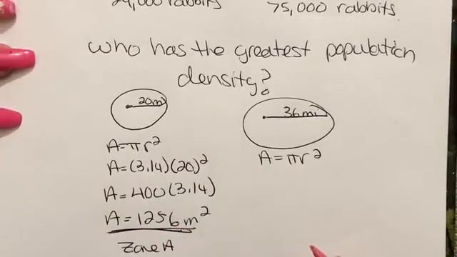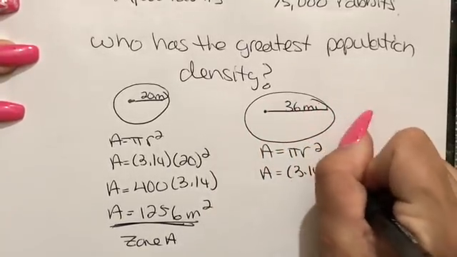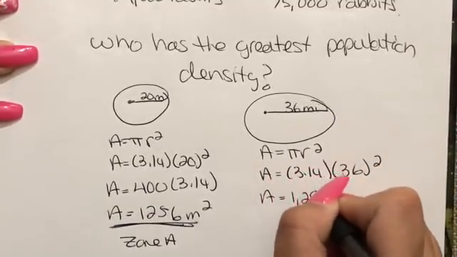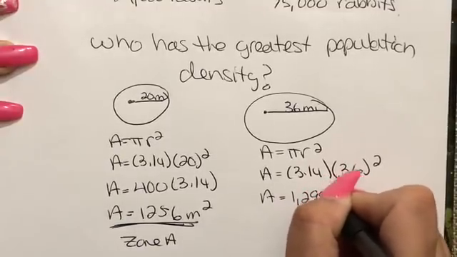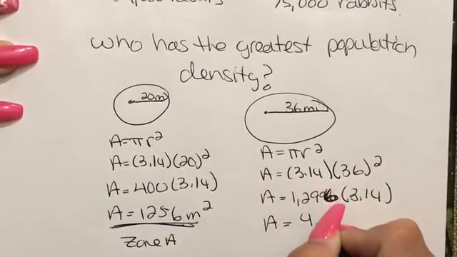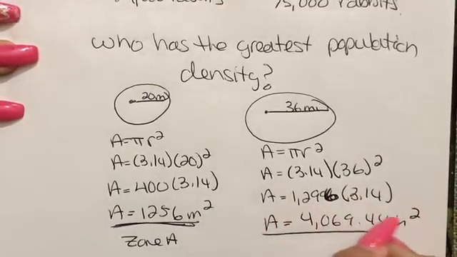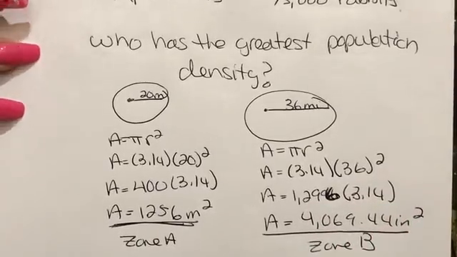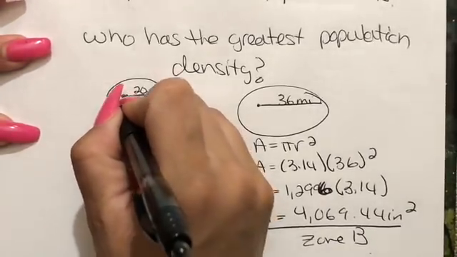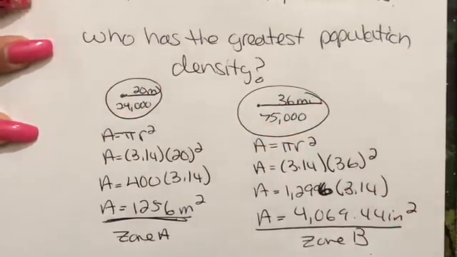Now I'm going to find the area of zone B. When I plug in 3.14, this time the radius is 36. 36 squared is 1,296. 1,296 times 3.14. So here I get a final answer of 4,069.44 inches squared. Now this is the area of zone B. Now the question is, who has the greater population density? So remember, this one has 24,000 rabbits, and this one has 75,000 rabbits.